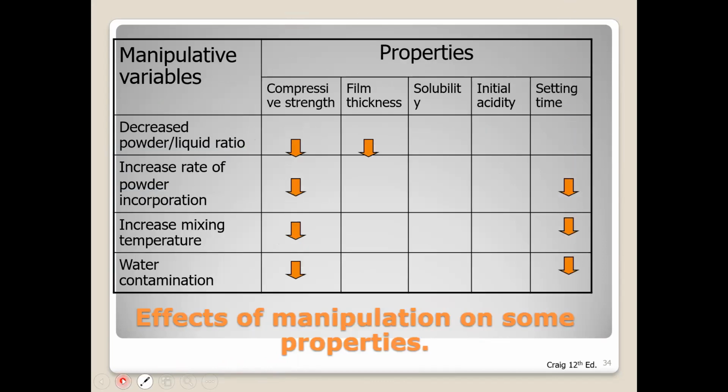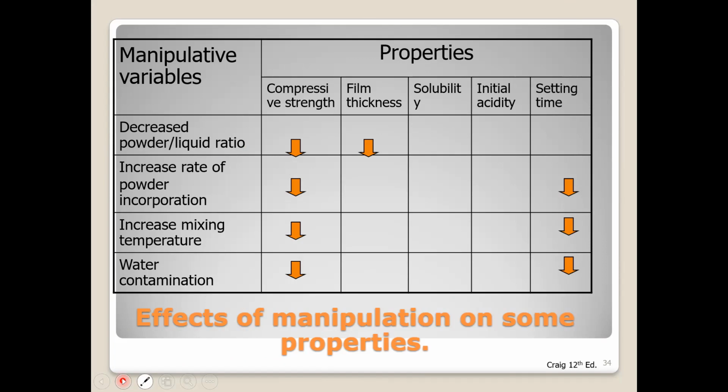Then we'll look into the effect of manipulation variables on properties. Now, the calcination temperature, the powder size, the composition, exactly, are not in our hands. So what we can do is, if we decrease the powder liquid ratio, then it will increase the setting time. However, other properties will become compromised because the unreacted ZnO particles which were there, that concentration will reduce.